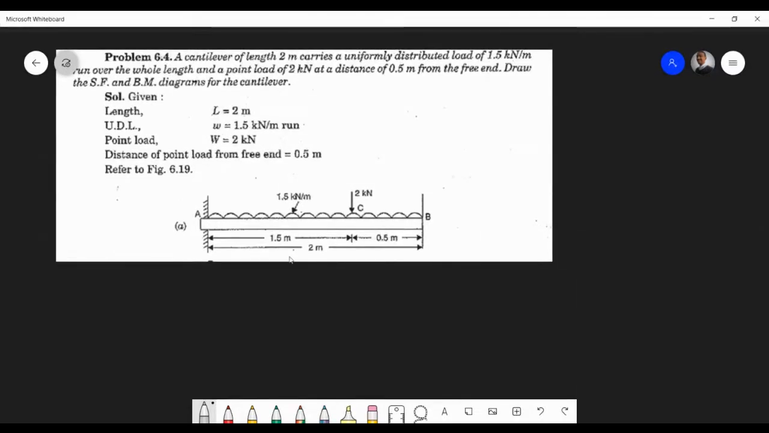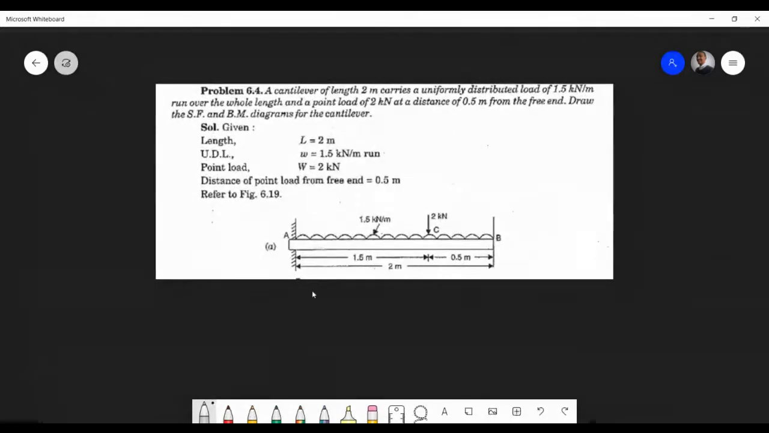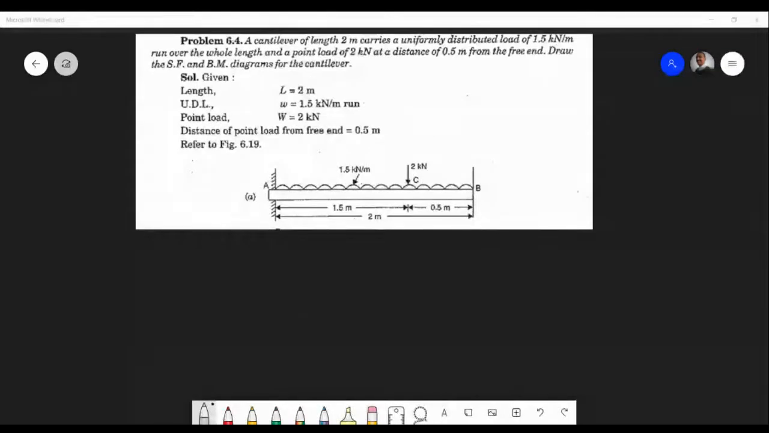So we've got a cantilever, we've got a 1.5 kilonewton per meter load over the whole length, and a point load at C. Draw the shear force and bending moment diagrams for the cantilever. What's the first thing we need to do for a cantilever? We need to find the reaction at the wall. Can you quickly do that for me?